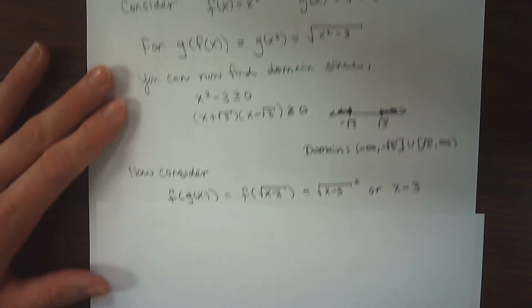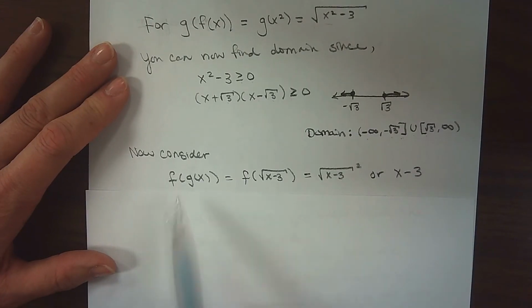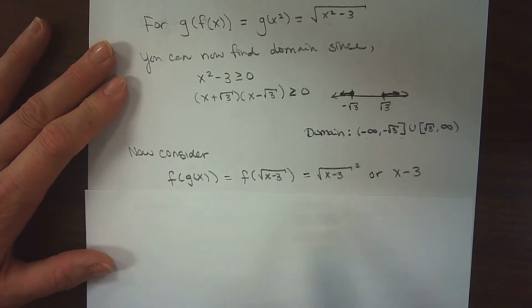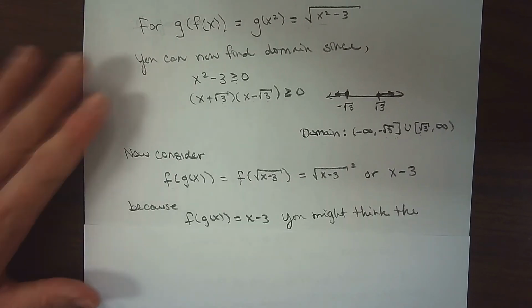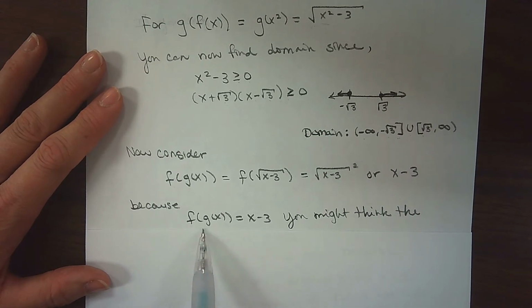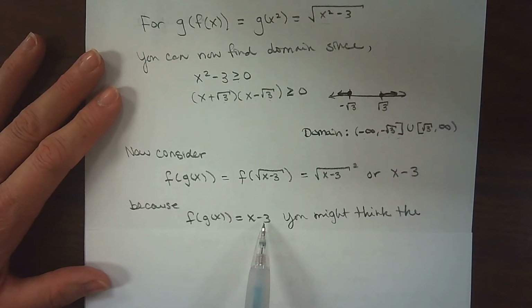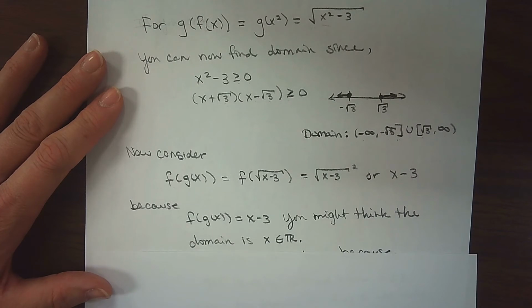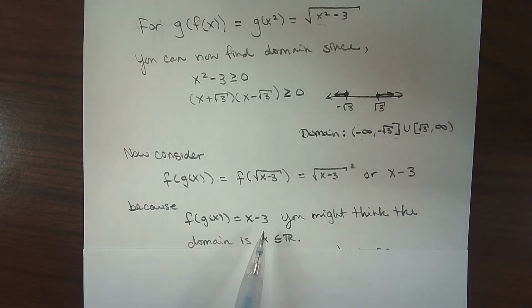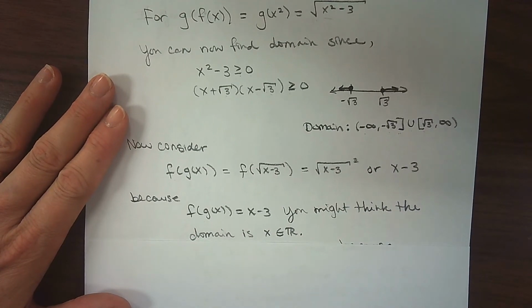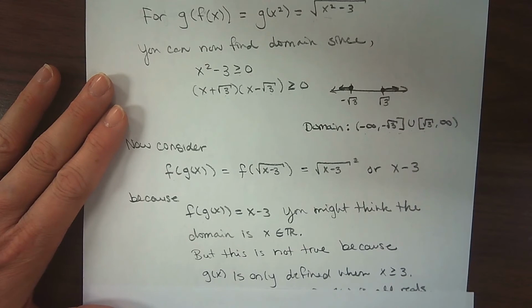All right, but now let's consider that first piece that we started with, f of g of x. Remember, we worked through and we said that was equal to x minus 3. Because the composition equals x minus 3, that might make you think that the entire set of real numbers is the domain. Why? Because it's a polynomial function, and we know that polynomials in and of themselves have all real numbers as their domain. But you have to be careful with this. It's not true. Why isn't it true?